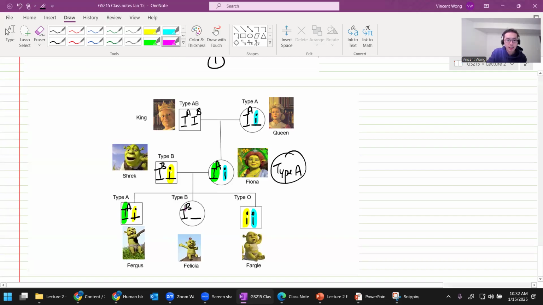For Felicia, the IB came from Shrek. Fiona doesn't have a B. The other one is going to be from Fiona, but it's not going to be the A because otherwise the blood type would have been AB. Therefore, it must be little i. So there you have it. That's the solution. Any questions?